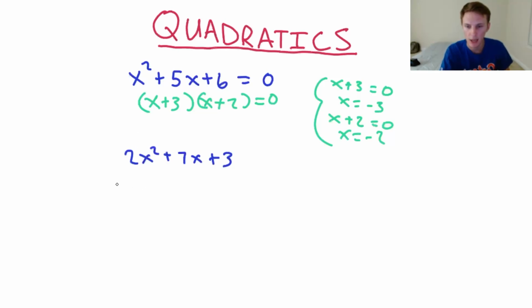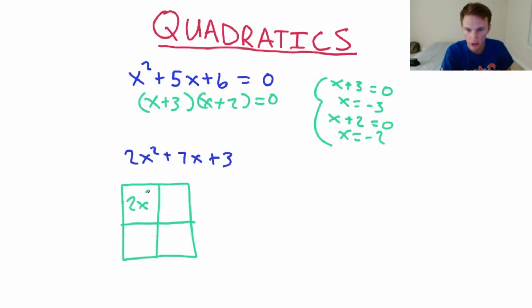If the a term is not 1, it's a little different, but I'll show you the method I like to use to do these. I like to create a little square. We will have our 2x squared here and our 3. Then we multiply the 2 and the 3 to get 6. And then we ask, what multiplies to 6 and adds to the middle term, which is 7? That's going to be 6 and 1. And we just write them with an x, for the square method.